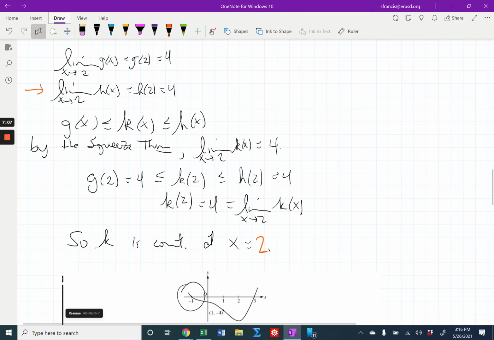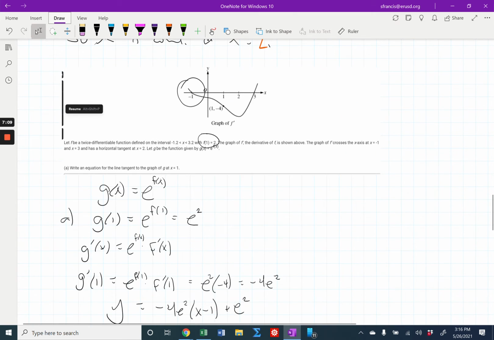All right, let's get to the next question. So we're given this graph. Let f be a twice differentiable function on the interval from negative 1.2 to 3.2 exclusive. F of 1 is 2, which I circled. The graph of f prime, the derivative of f, is shown. So this is the derivative. The graph of f prime crosses the x-axis at x equals negative 1 and x equals 3, and has a horizontal tangent at x equals 2.